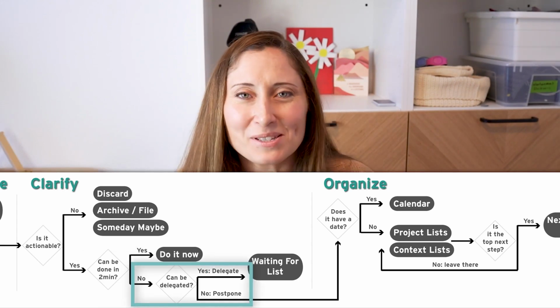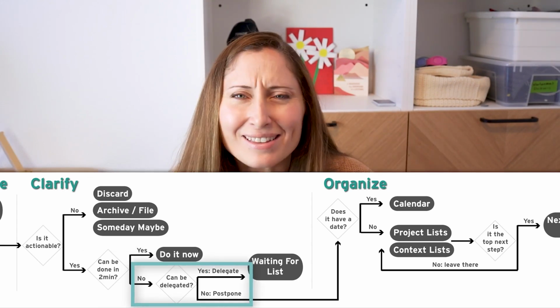If not, the options are to delegate or postpone. Let's start with the easy one again, with delegate. When you delegate something, you put it on your waiting for list. These are things that you hopefully do not need to take any more action on, but you're still waiting to get some kind of follow-up and make sure these things really close.